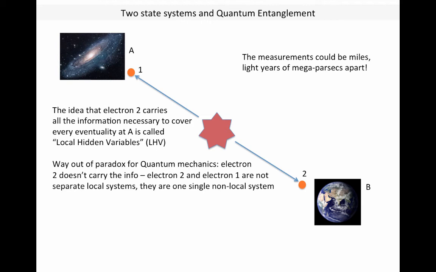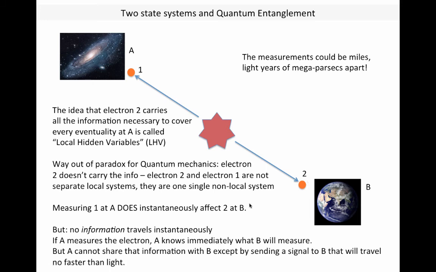Electron 1 and electron 2, before you conduct a measurement on them, are just a very, very large system that spans possibly millions of light years. Right? So you cannot view the two electrons as separate entities. They are one system and they are non-local, which means they are extended over a large region of space. So we can say making a measurement of electron 1 at A does instantaneously affect electron 2 at B.